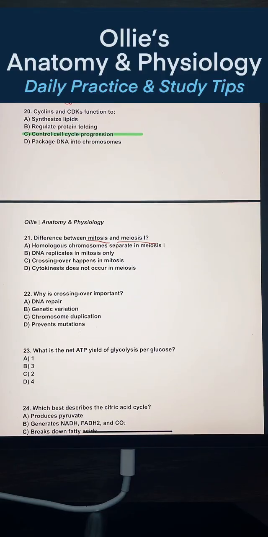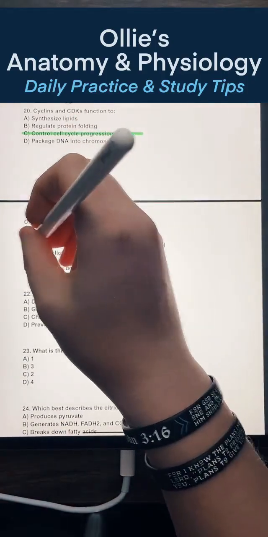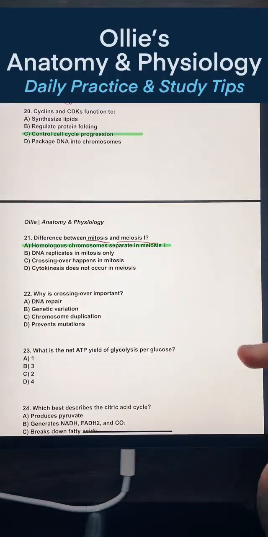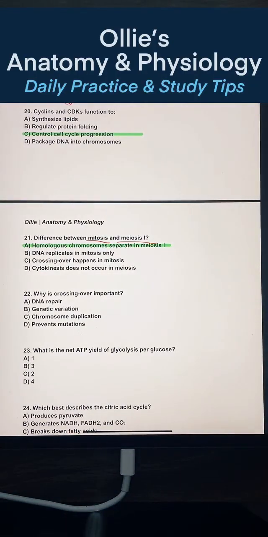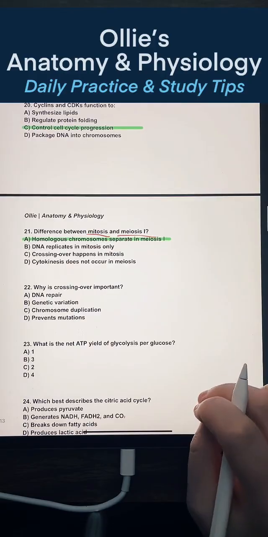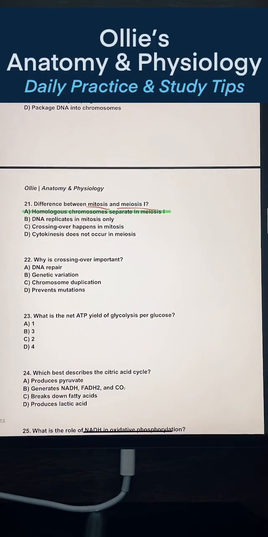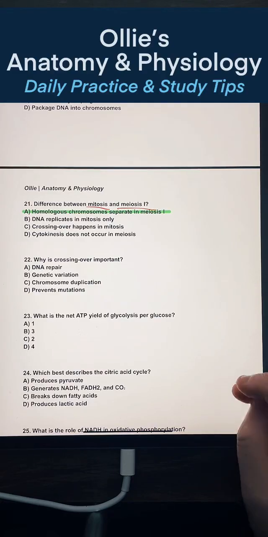Number 21, the answer is A. Homologous chromosomes separate in meiosis 1. Meiosis 1 is where homologous chromosomes are going to separate, and crossing over gives you that variation. Mitosis is where the sister chromatids separate.